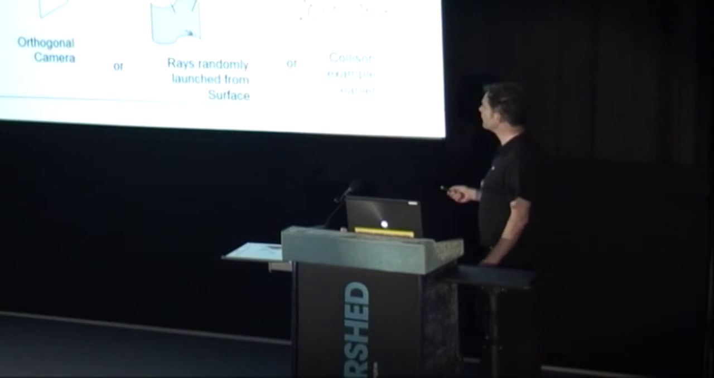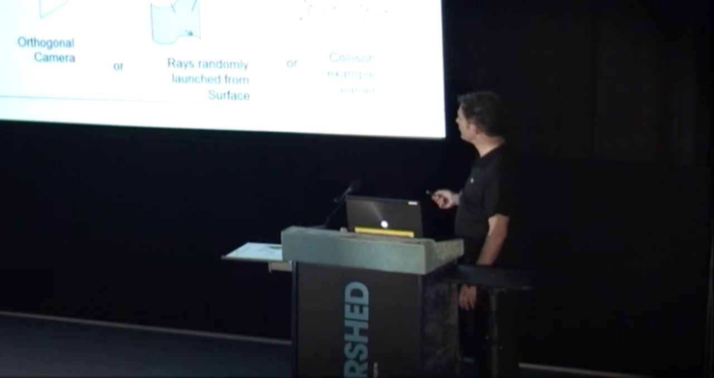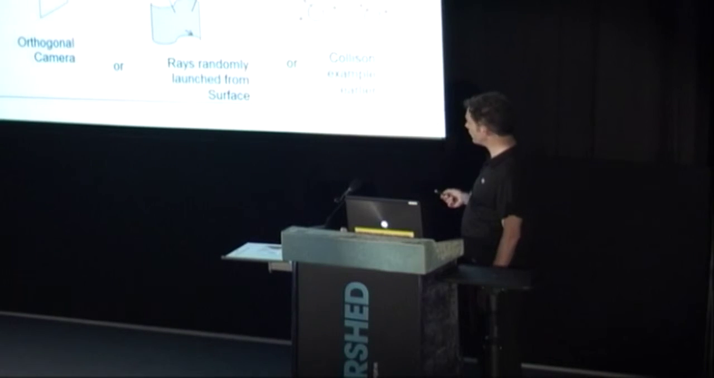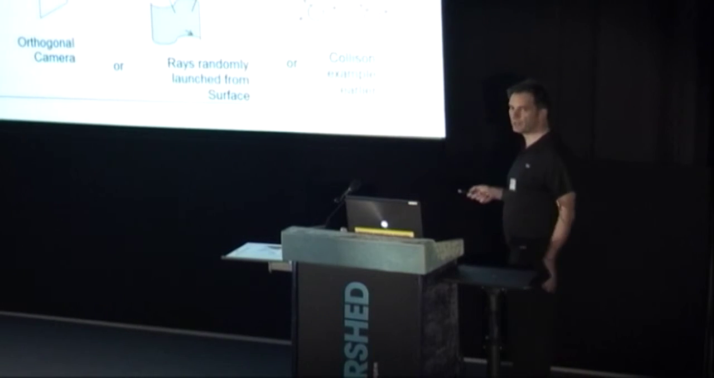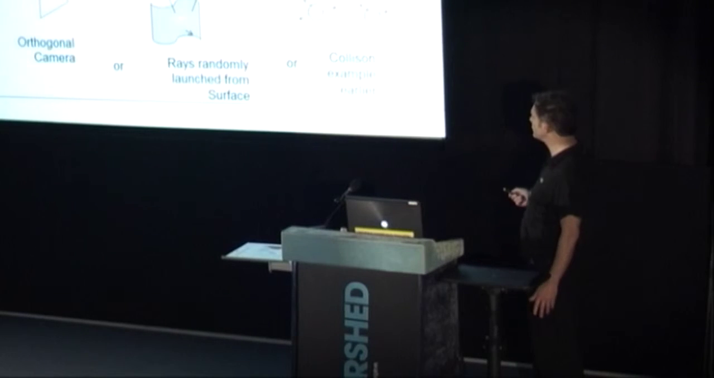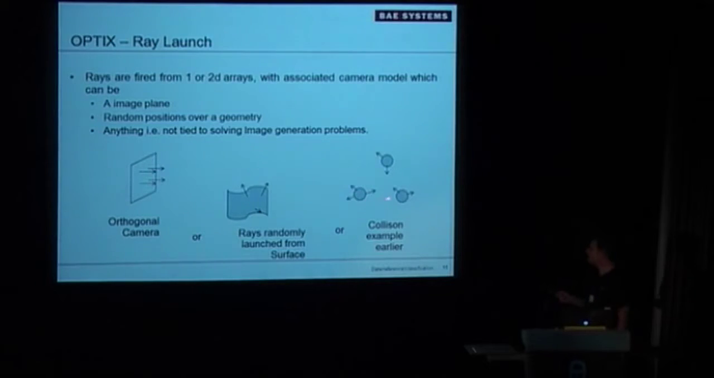So ray launch, again, I've mentioned all this earlier. It can be from an orthogonal or pinhole camera. In some cases, we're ray tracing randomly from surfaces, and then the collision problem I showed earlier is basically ray tracing from particles that are anywhere in the scene. So yes, it's a totally extendable or non-constrained way of launching rays.